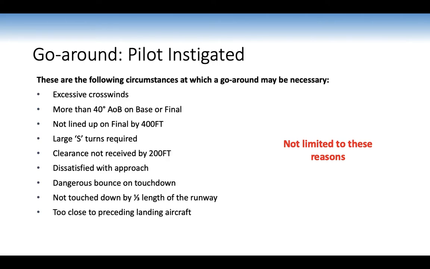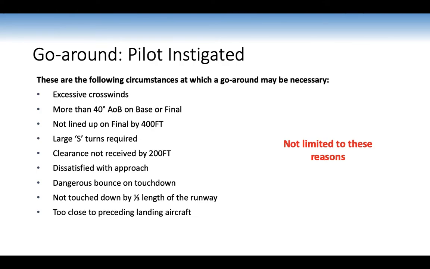So, in terms of pilot-instigated go-around reasons, these are the following circumstances in which a go-around may be necessary, and it's not limited to these. Excessive crosswinds: we may be doing a flapless landing, but it's too windy, so you have to go around as you could risk veering off the runway. More than 40 degrees angle of bank on base or final is dangerous because we could exceed our load factor, especially being quite low and slow.